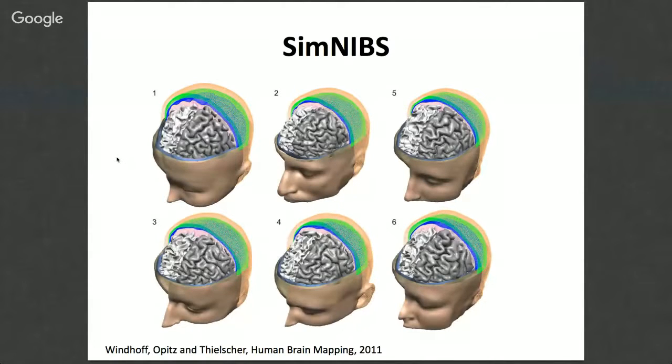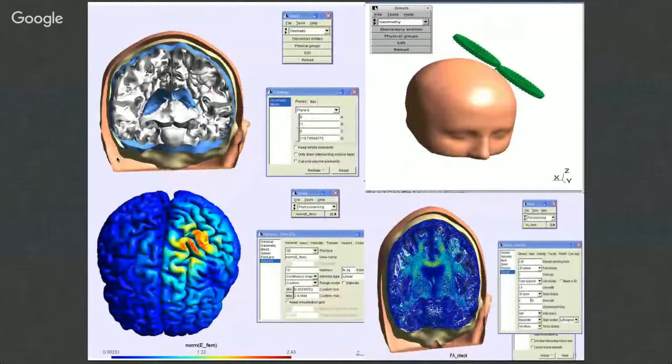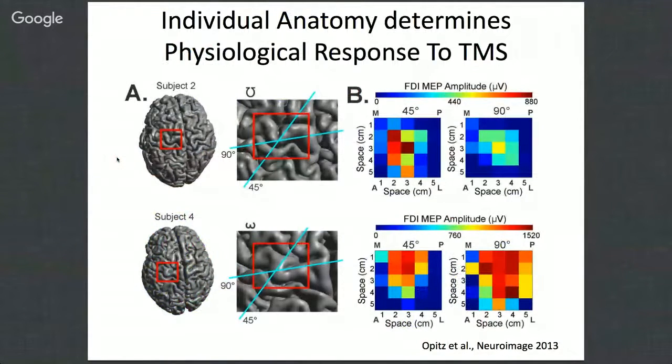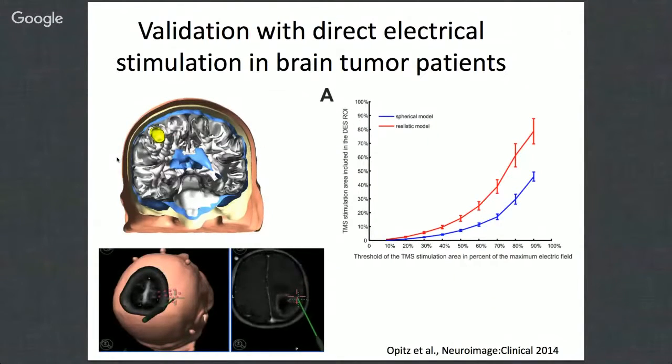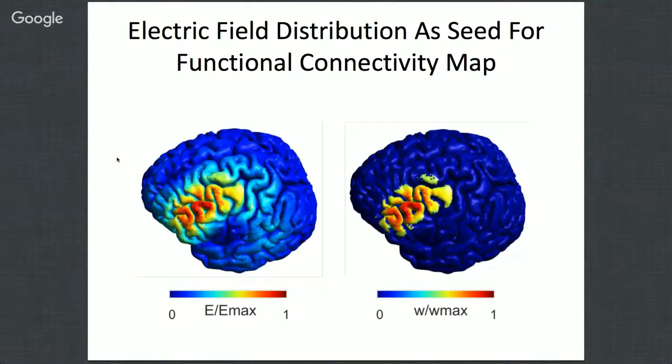You can see here on the lower right the anisotropy. We had a couple of studies where we validated this with motor evoked potentials. We also had a possibility to do this in tumor patients, where they can stimulate with TMS before surgery and then directly stimulate on the cortex. The gold standard, direct cortical stimulation, shows high overlap with what you can do with TMS.